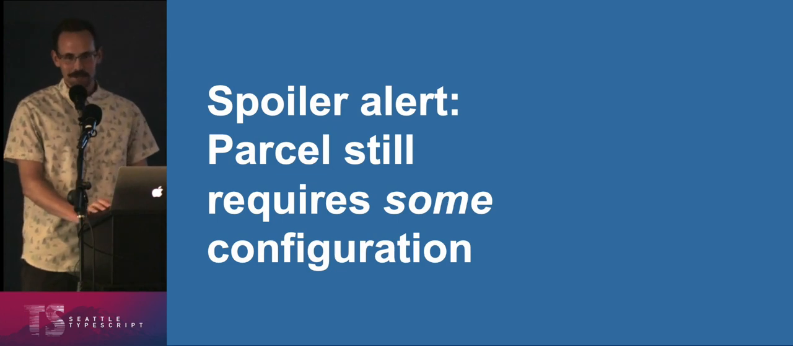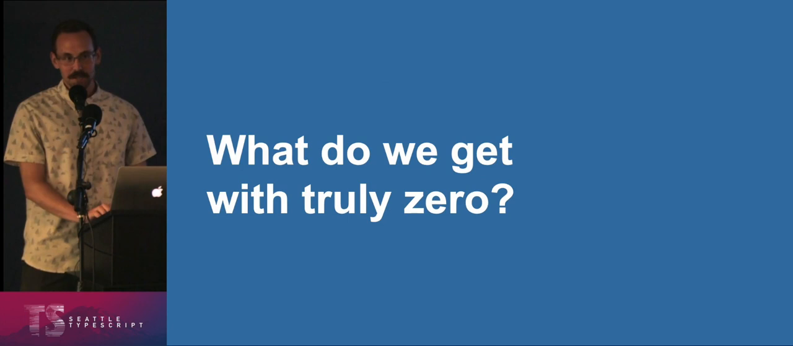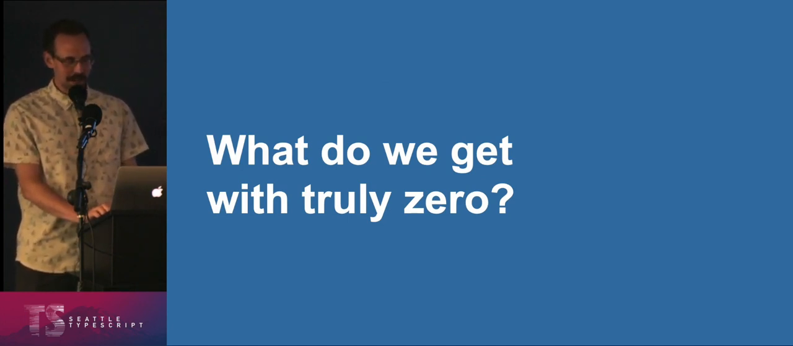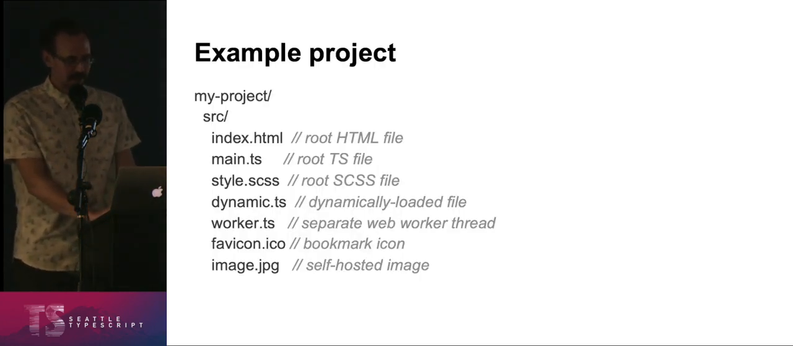Spoiler alert, Parcel still requires some configuration. It's not perfect. But first, let's look at what we get for truly zero. We're just going to install Parcel and see what happens. So I threw together an example project with some basic stuff. It's got the index.html file that you need, a favicon because I love having that little bookmark icon in the corner, just an image in case you need some self-hosted images, style.scss, my main TS file, a dynamically loaded TS file, and a worker file.